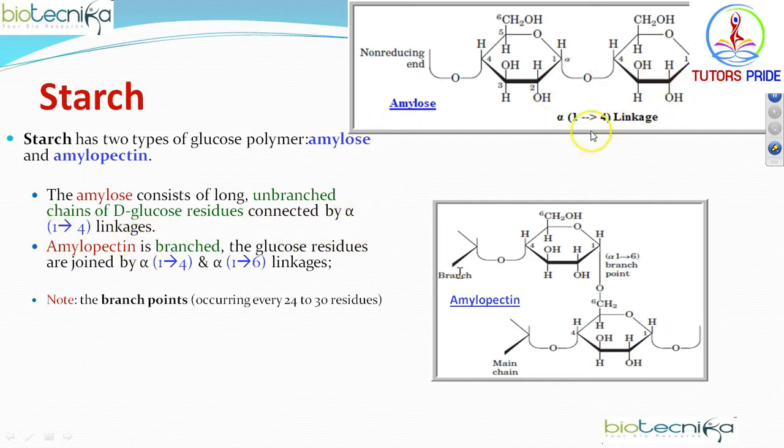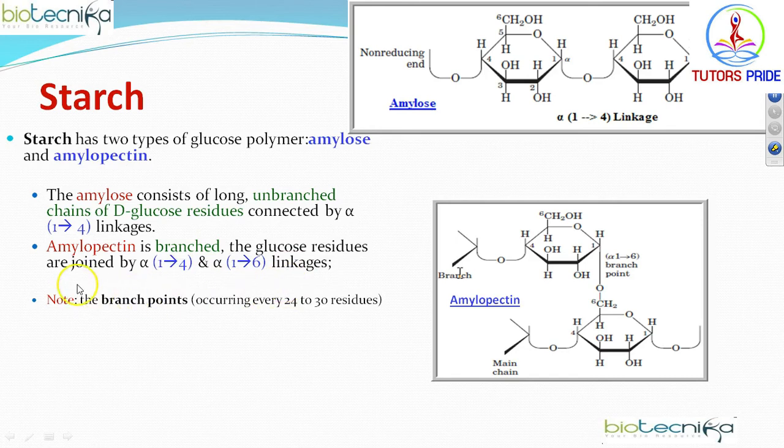As you can see, it contains 1,4 linkages between different molecules of glucose. So that is called amylose, if it contains all the molecules of glucose. And amylopectin is a branched form.